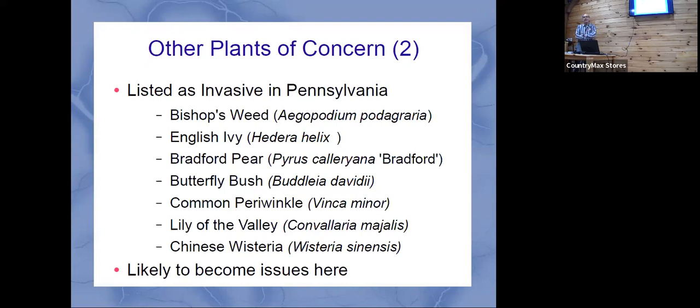Common periwinkle is another one of those ground covers that just goes crazy and takes over the world, like the goutweed. Lily of the Valley, anyone who's ever grown it knows that it's very aggressive. Another one that'll take over whole garden beds. And Chinese wisteria is just another one of those vines that if the weather gets warmer, it gets too aggressive and self-seeds and causes problems. So those are all plants not on our list yet, but if there's a second generation of the list produced at some point, I wouldn't be surprised if some of them move on.